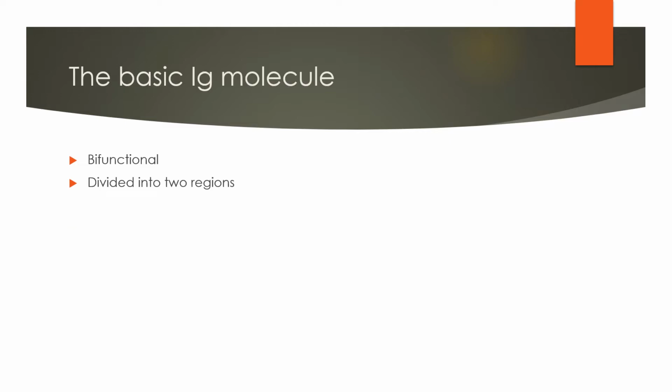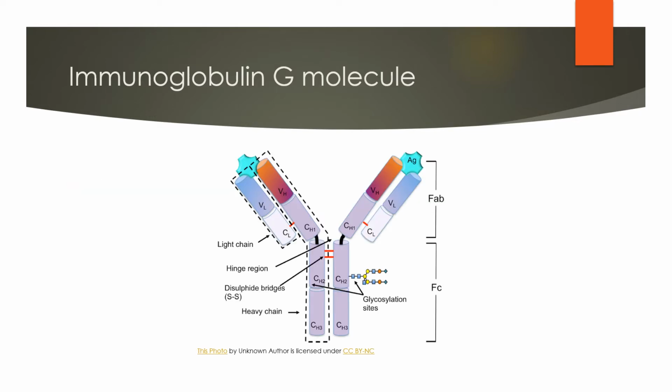The basic immunoglobulin molecule is bifunctional, so one region binds to an antigen and a different region of the molecule mediates binding of the antibody to the host tissue. So each arm can bind to a specific antigen, and they are divided into 2 groups, the antigen binding region and the region that binds to the host tissue and other host structures. A good example of a typical immunoglobulin molecule is the immunoglobulin G molecule. Okay, so let's take a look at the immunoglobulin G molecule up here on the slide.